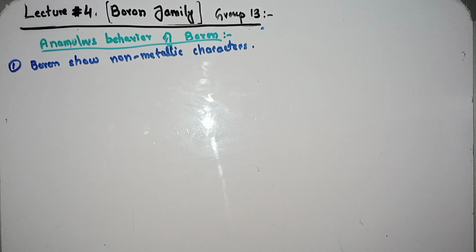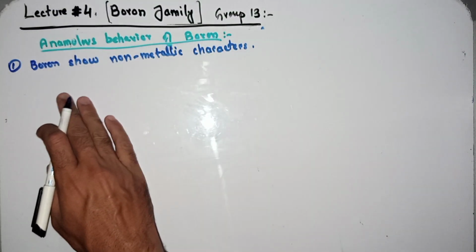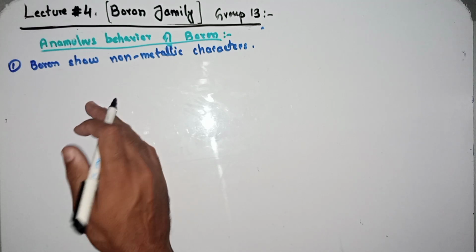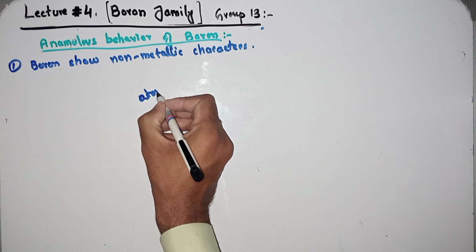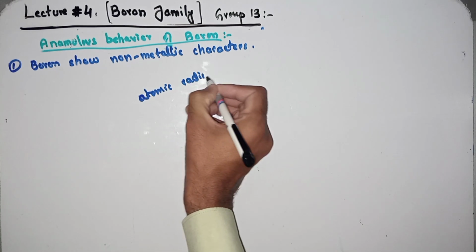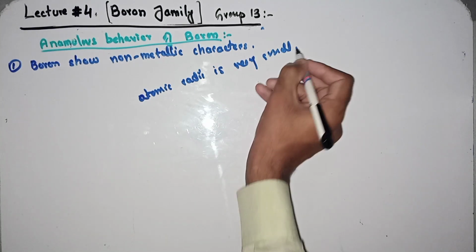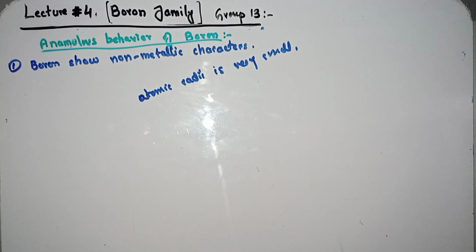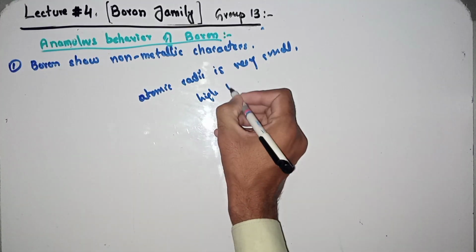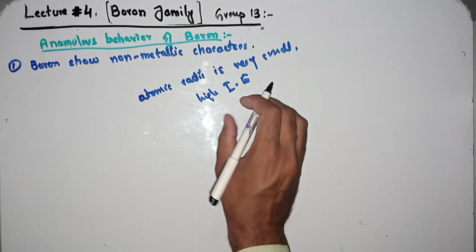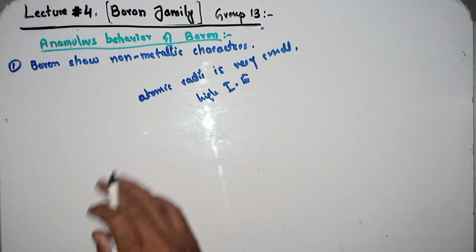Boron shows non-metallic character, while the other elements of group 13 are metallic in nature. Why does boron show non-metallic character? One reason is that the atomic radius of boron is very small. Hence there is greater nuclear charge and greater nuclear attraction on the outermost electron, so there is high ionization energy. This gives boron a distinctly non-metallic character, while the rest are metals. I hope this is clear.